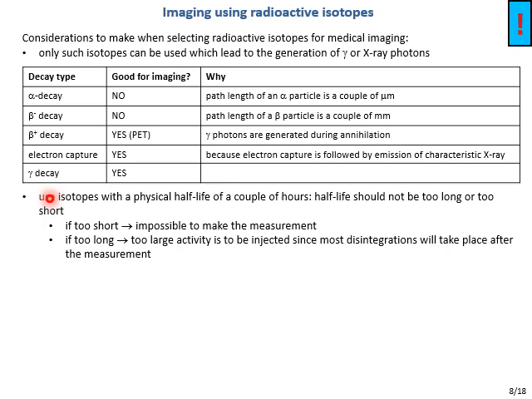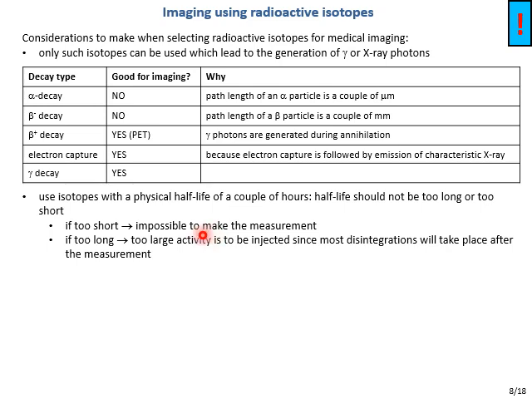The second consideration you have to make when selecting an isotope for imaging is the physical half-life. The optimal physical half-life for medical imaging is a couple of hours. It must not be too long or too short, because if the half-life of the isotope is too short, let's say a couple of minutes, then it is impossible to complete the whole measurement before all the radioactivity decays.